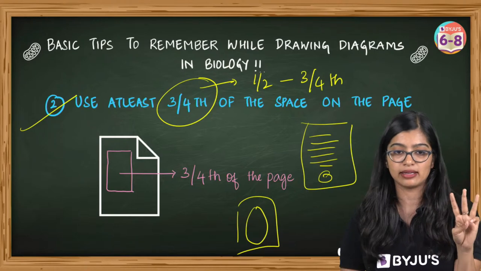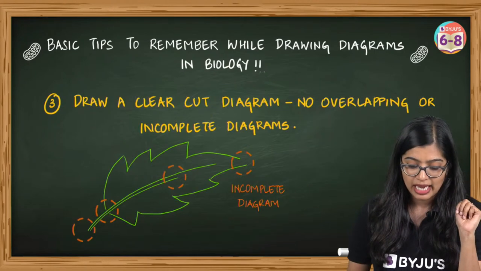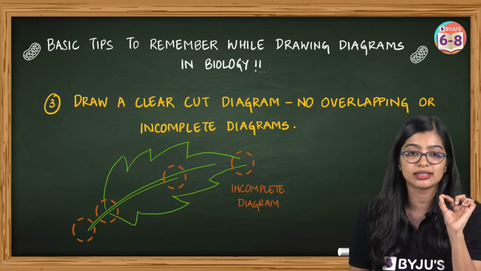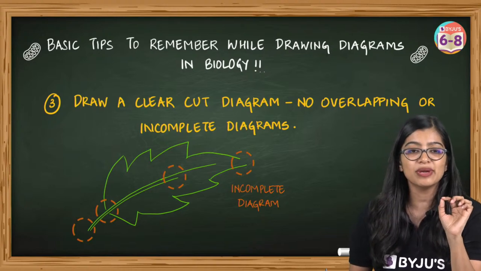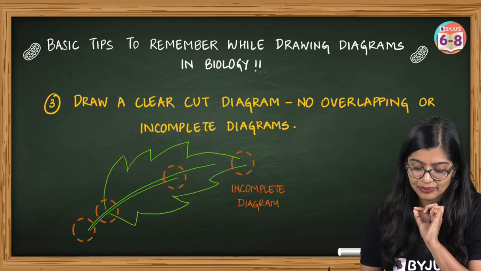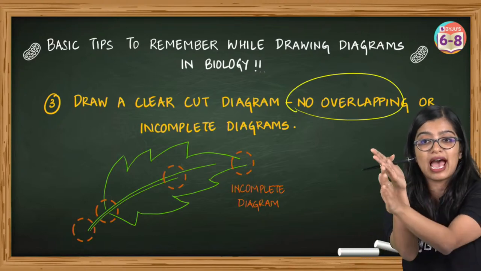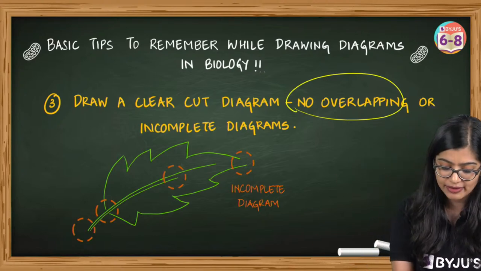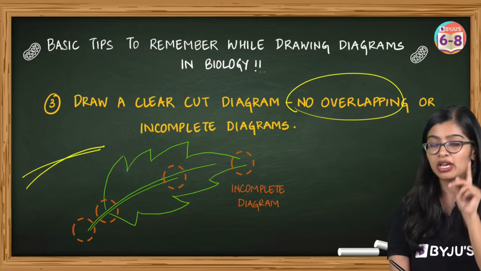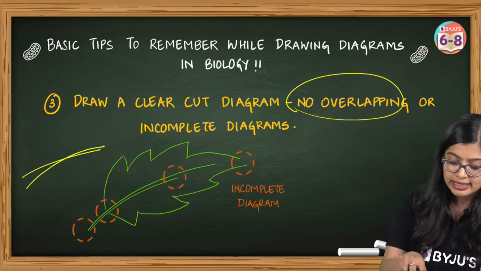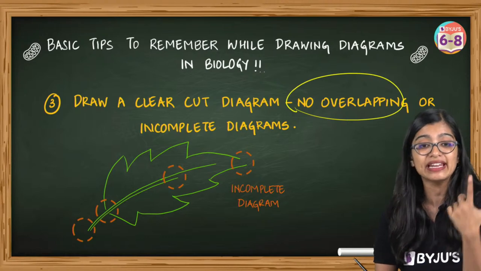Now, the third thing that we need to keep in mind is to have a clear-cut diagram. Okay, now what do we mean by clear cut diagram? It means that we should not have our parts which are overlapping, right? It should not be that we have lines and it's going like this. It will be not proper, right? Similarly, the diagram should not be incomplete.